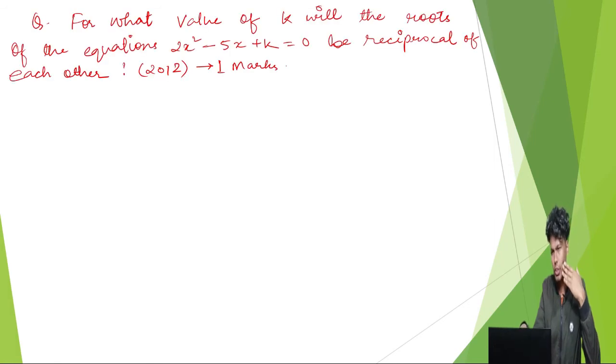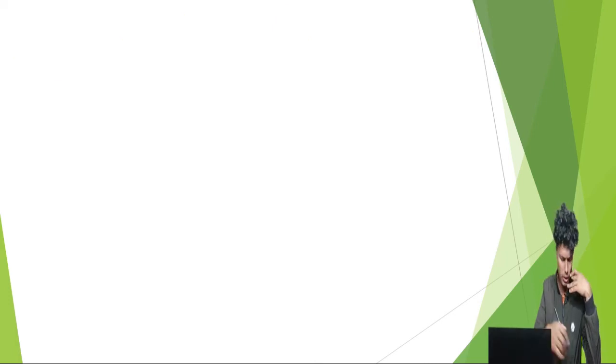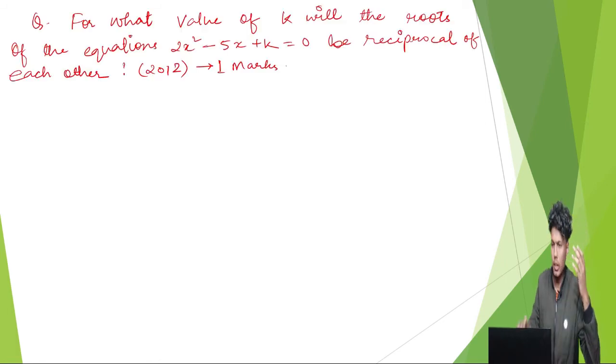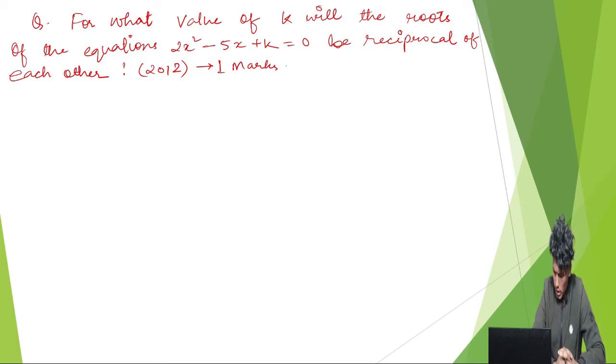Now we have another question. What will be the roots of the quadratic equation if they are reciprocal of each other? Look here. For what value of k will the roots of equation 2x square plus 5x plus k equal to 0 be reciprocal of each other? The question is asking for what value of k will the roots be reciprocal of each other. When is this equation said to be reciprocal of each other?